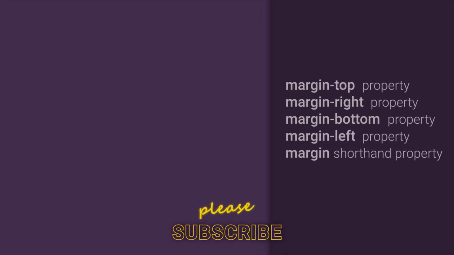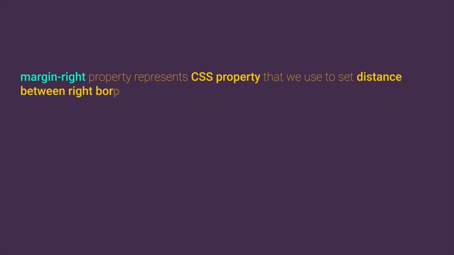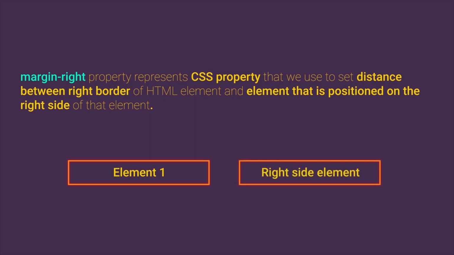What is margin right property? Margin right property represents CSS property that we use to set distance between right border of HTML element and element that is positioned on the right side of that element. Okay, let's see some examples.